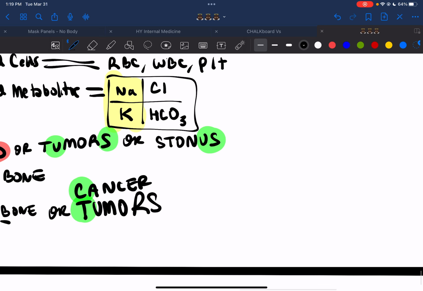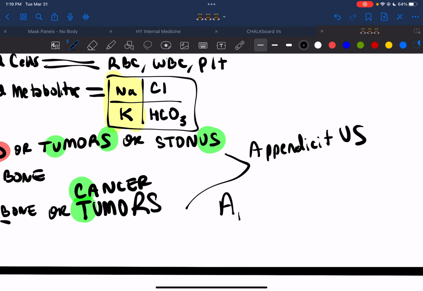And then appendicitis, you can use ultrasound. Appendicitis, or you can use CT.